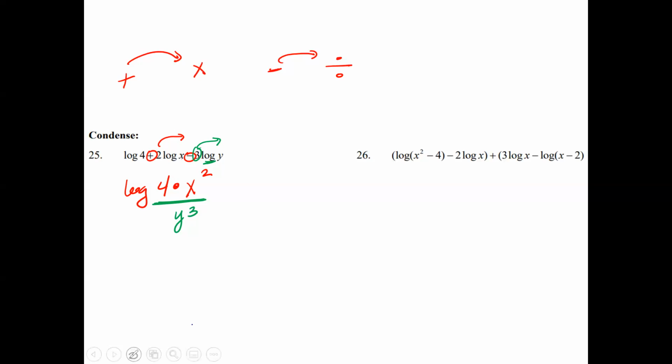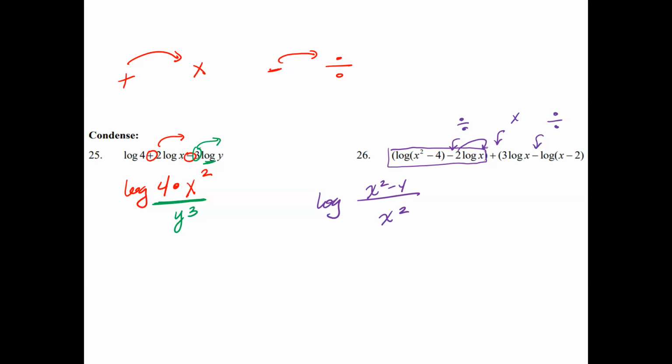So for number 26, you're going to do exactly the same thing. This minus means you're going to go to a division. This plus means you're going to go to a multiplication. This minus means you're going to go into a division. Okay. So before I do the plus, I'm going to work on these two first. So that's going to give me a log x squared minus 4 divided by x squared. That 2 goes back up here with the x. Okay, so that's the first part.